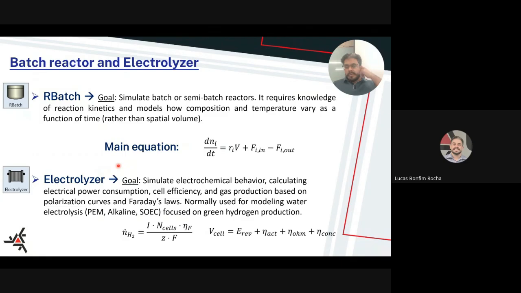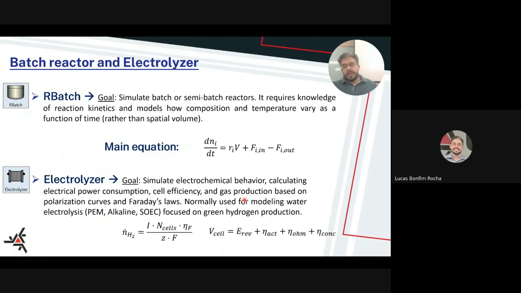This reactor model in Aspen Plus simulates electrochemical behavior, calculating electrical power consumption, cell efficiency, and gas production based on polarization curves and Faraday's laws. In some cases, we can also specify experimental data for predicting the efficiency or the energy consumption for electrolyzing and producing gases such as hydrogen and oxygen.